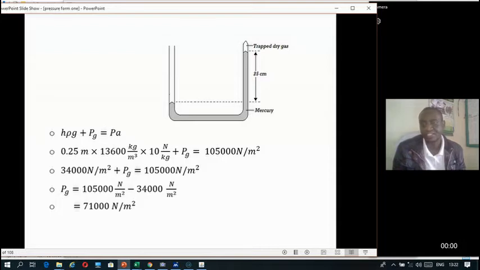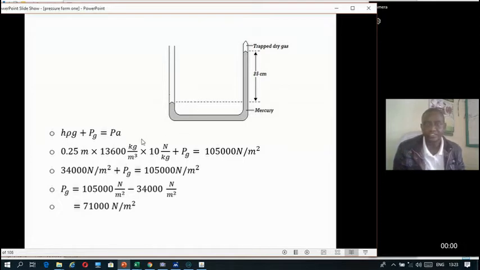So you can say this now. This tube here is open. So what is acting along this region is only atmospheric pressure. This side here is closed. So there is pressure due to the liquid column plus pressure of the trapped dry gas here. So you say pressure due to the liquid column plus pressure of the trapped gas should equal the pressure at this region, which is only atmospheric pressure.